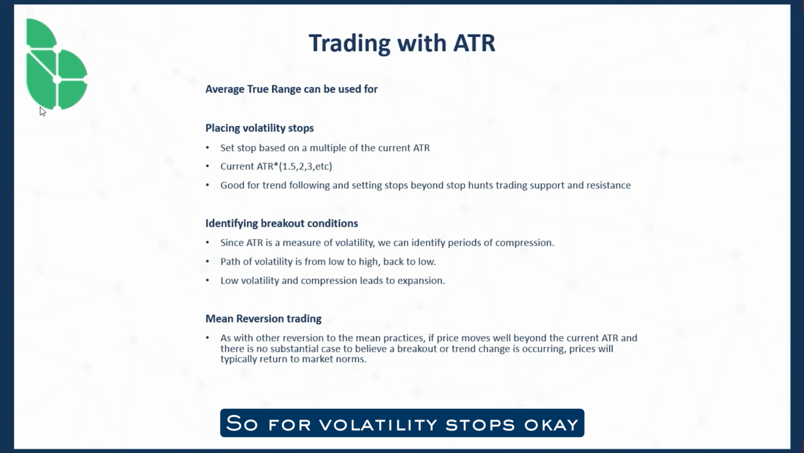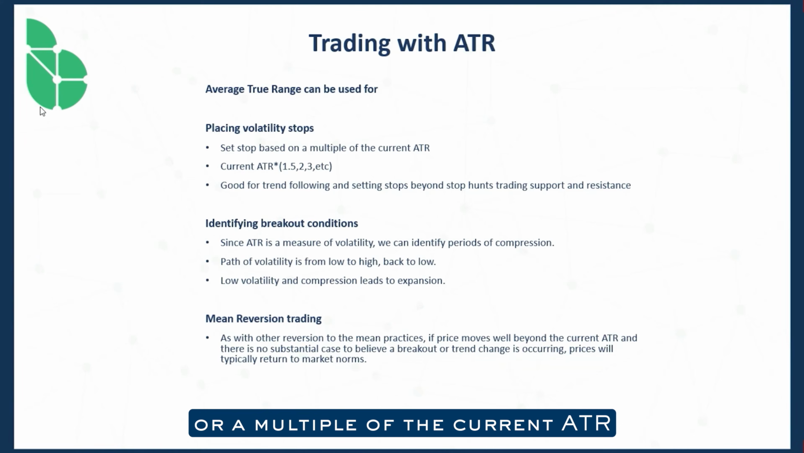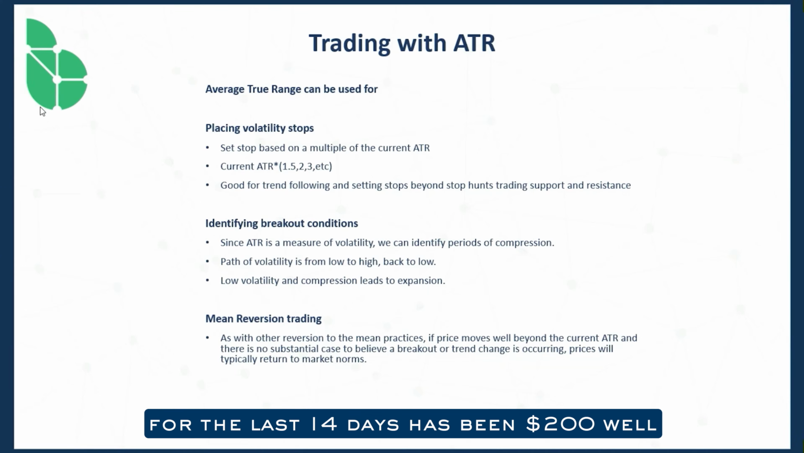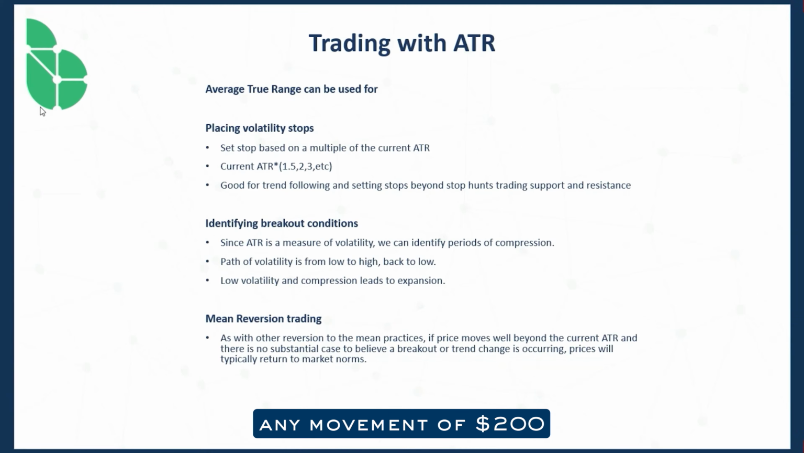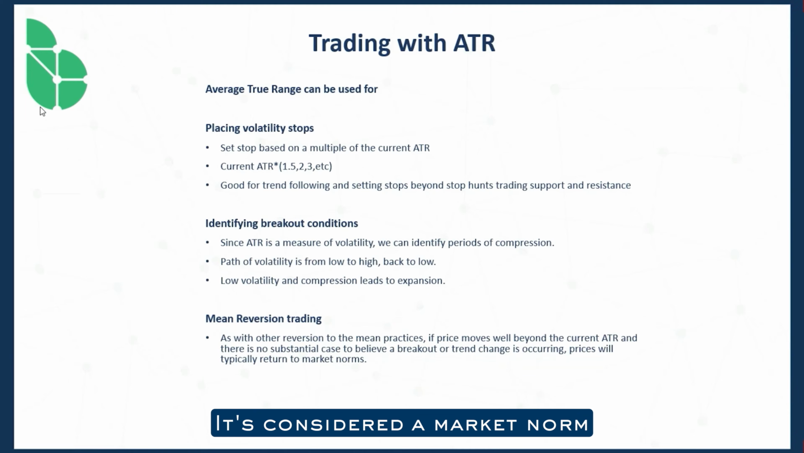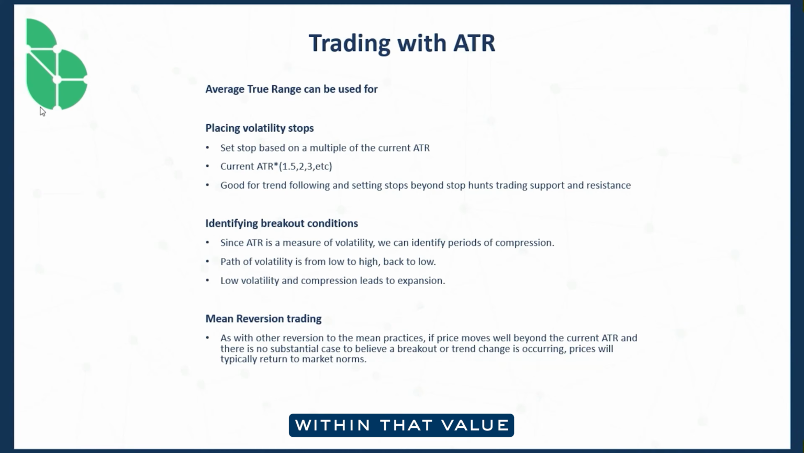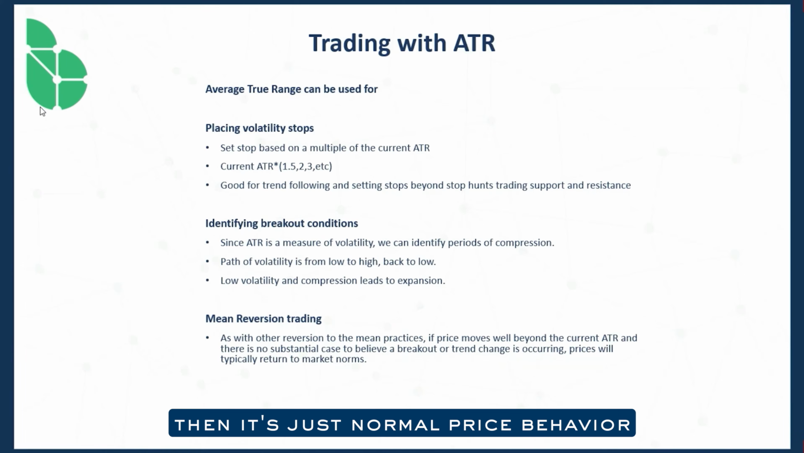For volatility stops, we can set a stop based on a multiple of the current ATR. If we see that the current ATR for the last 14 days has been $200, that means any movement of $200 or less is considered par for the course. It's considered a market norm. So any fluctuation that falls within that value is just normal price behavior.